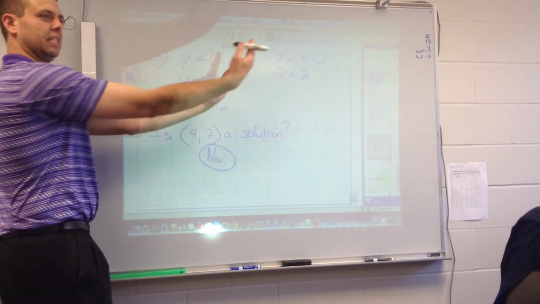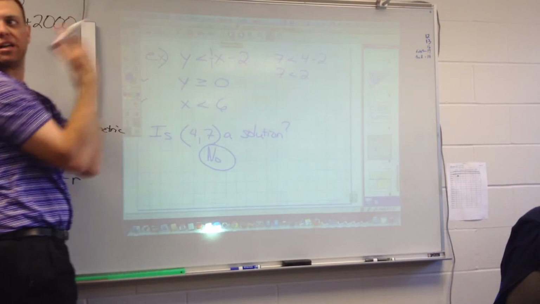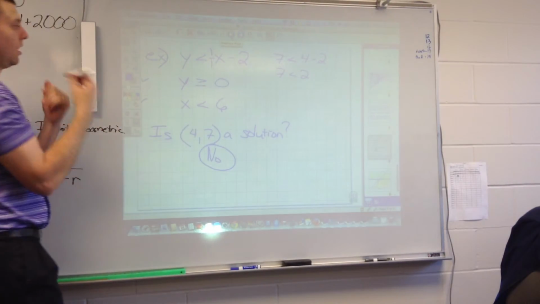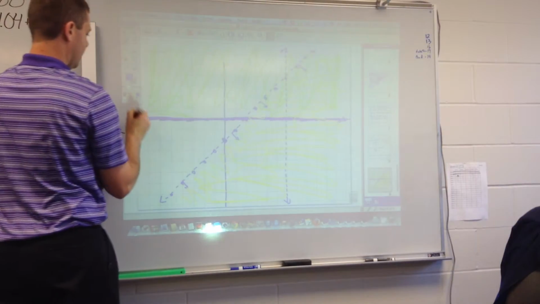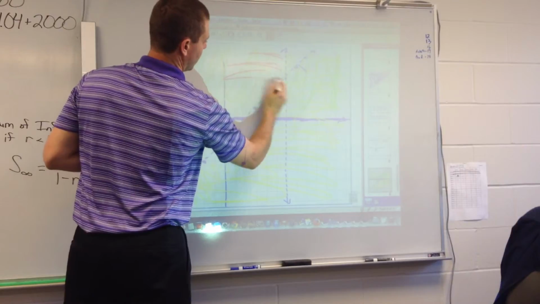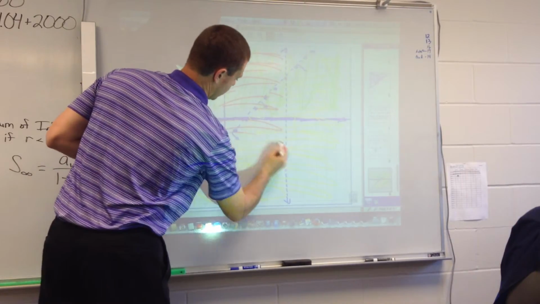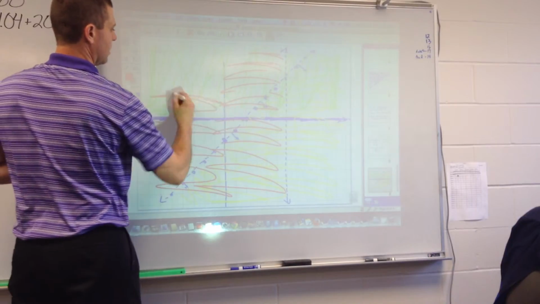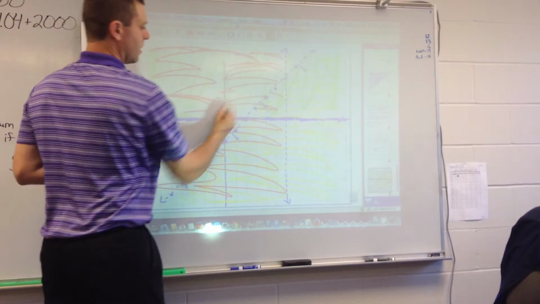X is less than 6. Where are the x values less than 6? To the left, right? You cannot tell which one is shaded. This is why I didn't really want to do this. It just looks like normal paper.